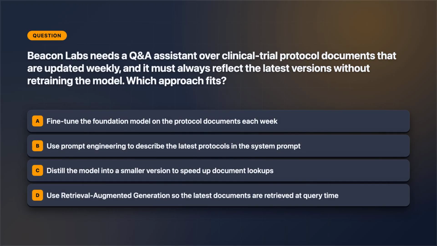Question 2. Beacon Labs needs a Q&A assistant over clinical trial protocol documents that are updated weekly, and it must always reflect the latest versions without retraining the model. Which approach fits? Option A, fine-tune the foundation model on the documents each week. Option B, use prompt engineering to describe the latest protocols in the system prompt. Option C, distill the model into a smaller version to speed up lookups. Or option D, use retrieval augmented generation so the latest documents are retrieved at query time. Run the decision rule before you answer.